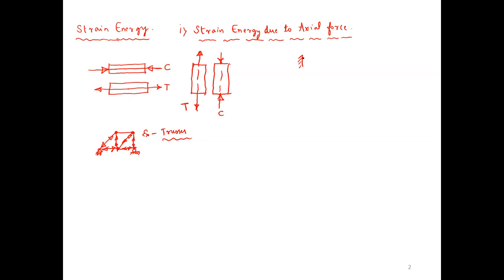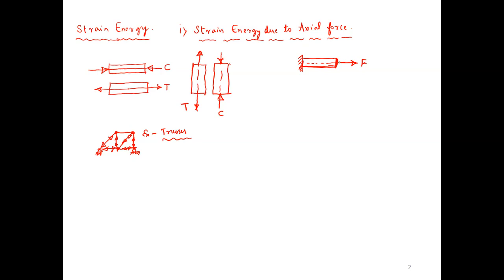I will consider a bar element. Truss is a bar element. So I am going to consider one bar element. This particular bar element is subjected to axial pull, say F.